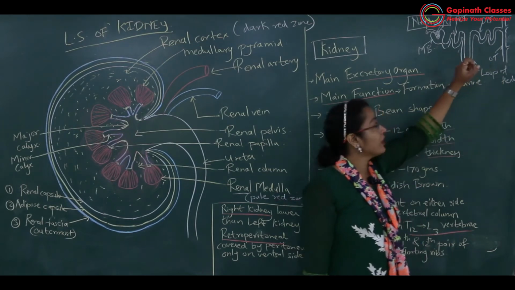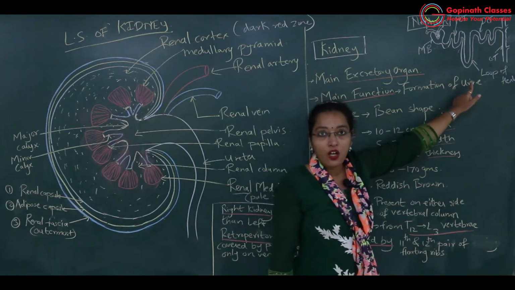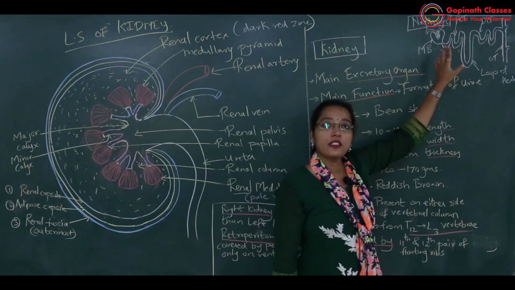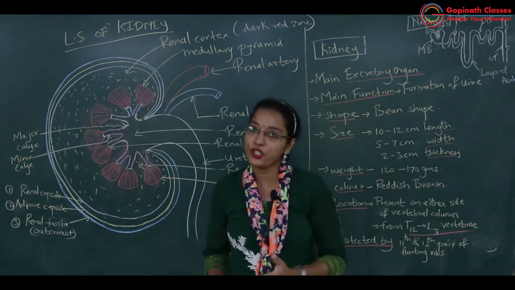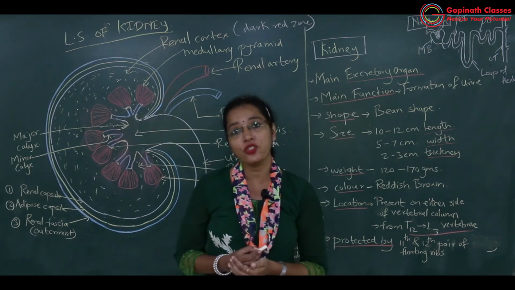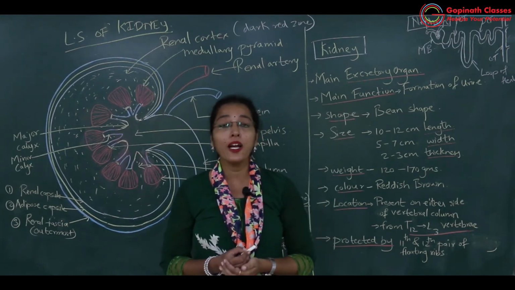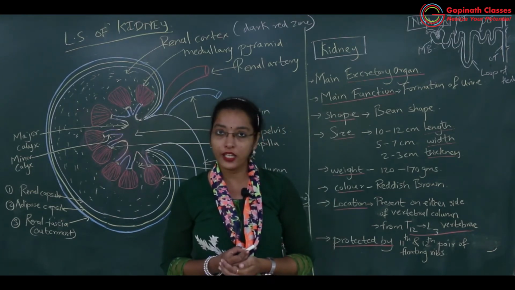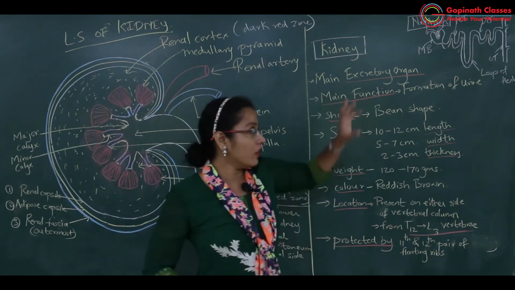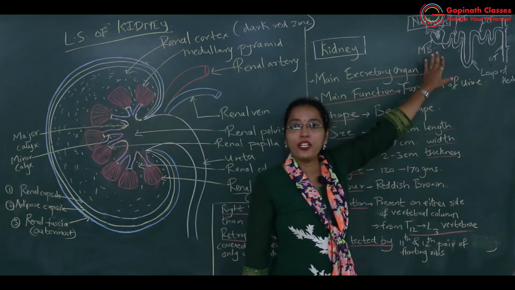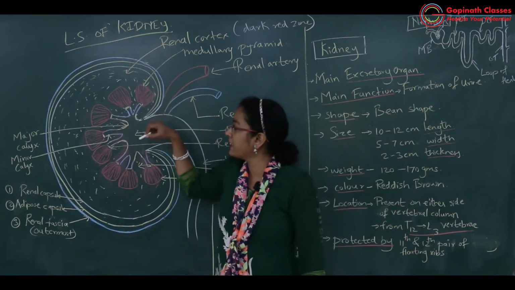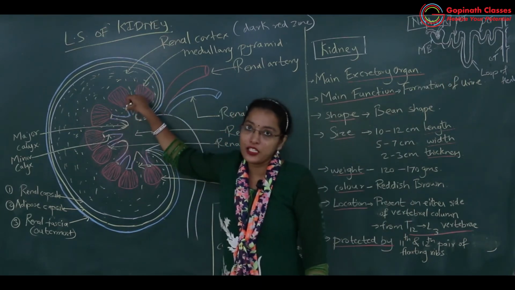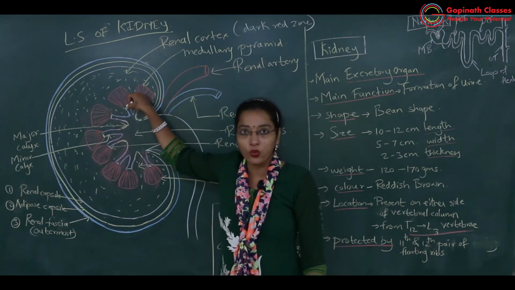So these are the different parts of the nephron, and the nephron is the fundamental unit of the kidney. Each kidney consists of 1 million nephrons. A few regions of the nephron are found in the renal cortex, and some parts of the nephron are found in the renal medulla.